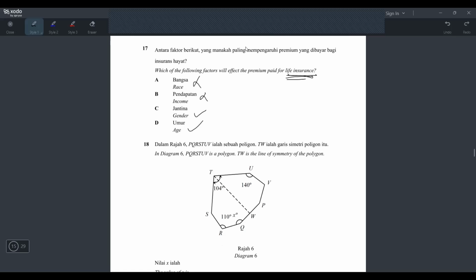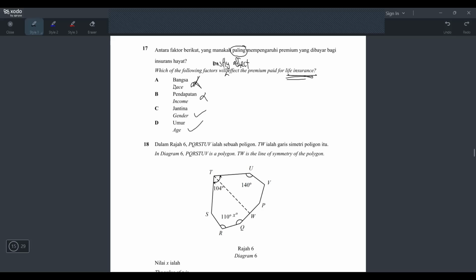So, antara faktor berikut yang manakah paling mempengaruhi premium yang dibayar? Okay, I think this word paling, there's a translation error here. The question should be: which of the following factors will mostly affect, because they say paling, right? Paling means like mostly affect. So I know race confirm is not the answer, because race will not increase.